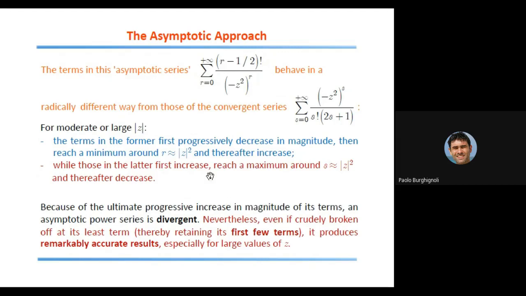So the use of an asymptotic series like this one is to stop the series up to a given upper index, which could be also the first index, r equals 0, or maybe you could stop at the index for which the addend has the smallest absolute value. By doing that, you will obtain remarkably accurate numerical results, which are even more accurate if you increase the absolute value of the variable z.